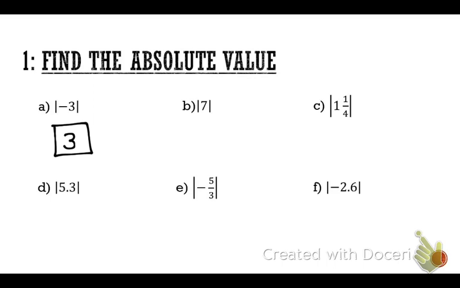So we're going to practice in class so that you know exactly what I'm looking for from you at home and on quizzes and tests. Let's go on to the next one. Javaria, what's the absolute value of 7? 7. Very good. And then box your answer in.